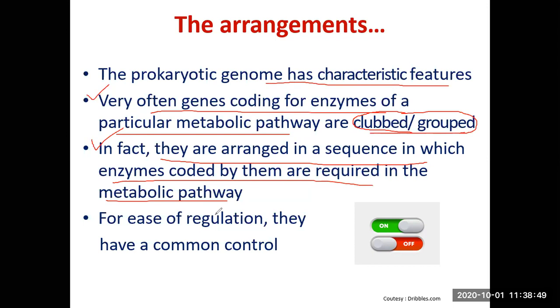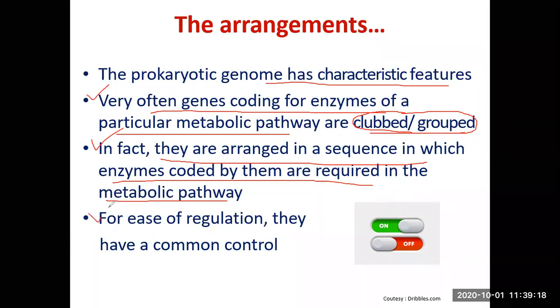Please remember that in prokaryotes, transcription and translation go hand in hand. That means even before the transcription is over, translation starts. So the gene for enzyme A will get transcribed first. By the time gene B gets transcribed, the mRNA of gene A will start getting translated, and enzyme A will appear and start converting the first substrate into the first intermediate.